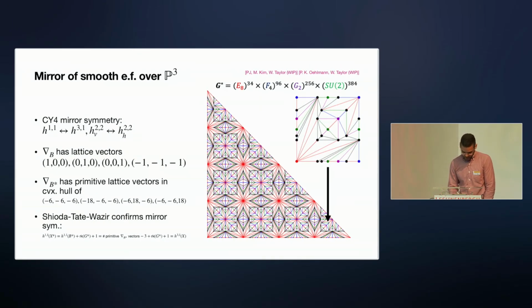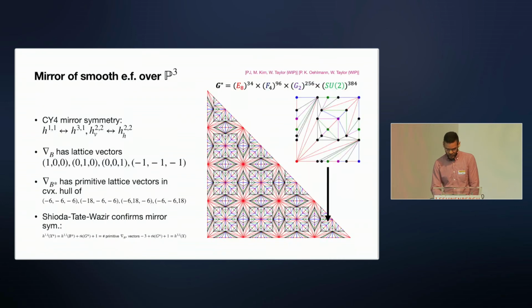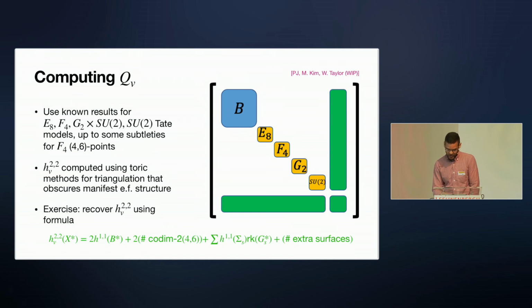One can confirm, at the very least, that the Hodge numbers make sense. You can use the Shioda-Tate-Wazir formula to compare the two Hodge numbers on both sides and show that mirror symmetry works as expected. So the goal here is to compute the vertical pairing, and the result, as applied to this case, is that you can sort of decompose the pairing into these different sectors. So there's a bunch of E8 sectors, F4 sectors, G2, and SU2. And the exercise, which is work in progress, is really just to recover the computation of the vertical Hodge number, the vertical part or contribution to H^{2,2}, which can be computed using toric geometry methods.